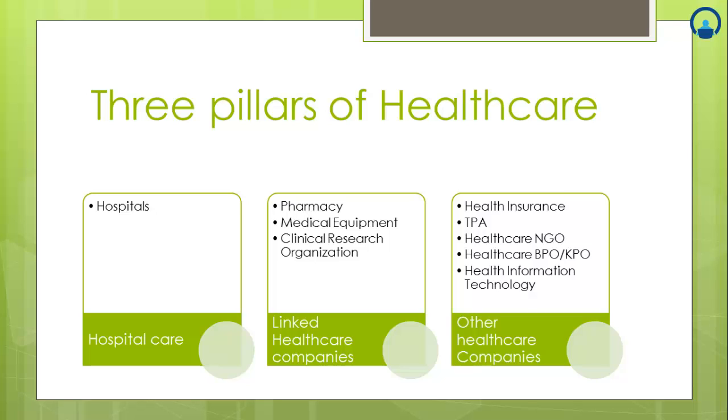So these are basically the three pillars of healthcare. One is hospital care, which directly gives medical and nursing services to the patient. Then we have allied healthcare companies, which are a bit linked to the hospitals, like medical pharmacy, medical equipment, and clinical research organizations. And then we have some back-end companies which are not directly linked to the hospital, but they also play an important role in giving services in healthcare. So these are the three pillars of healthcare.